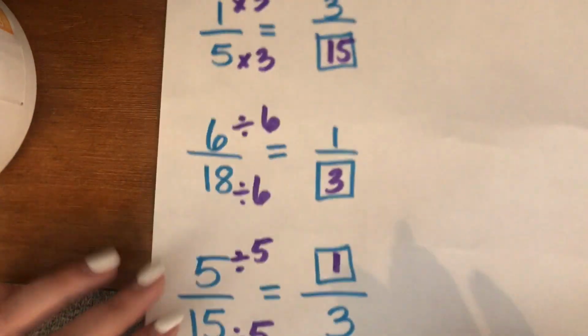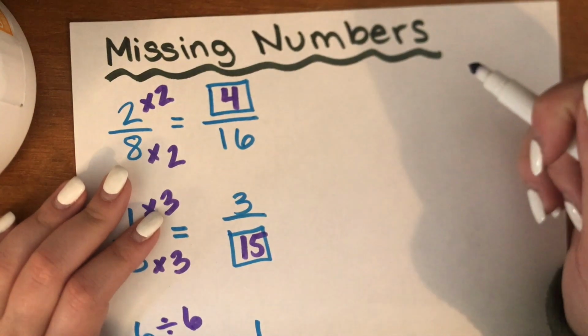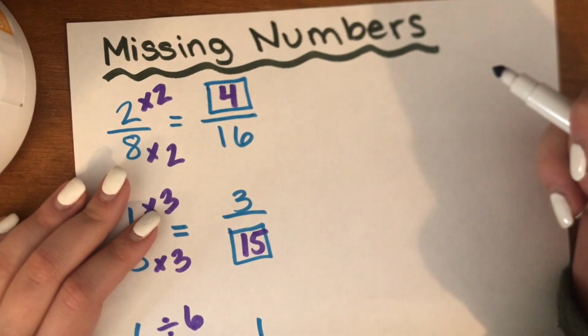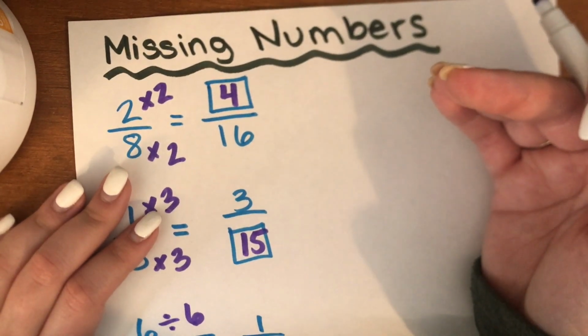Easy peasy, lemon squeezy. So one of your strategies for finding missing numbers, all you have to do is think about, am I going to multiply or divide to find my equivalent fraction?